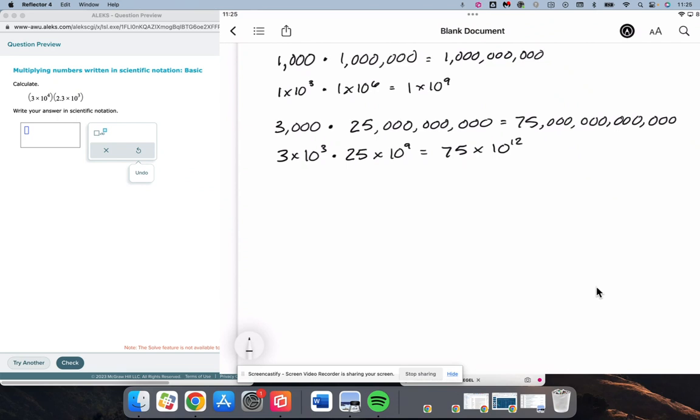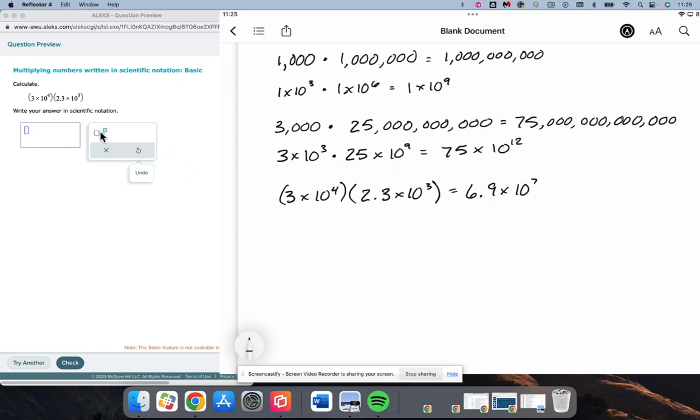Okay, on to the problems in ALEKS. We have 3 times 10 to the 4th times 2.3 times 10 to the 3rd. What we're going to have is the 3 times the 2.3 is going to make 6.9. Then we just look and say, okay, the 3 would have 4 zeros on it. The 2.3 would have 3 zeros on it. The 4 zeros plus the 3 zeros makes 7 zeros. So 10 to the 7th.